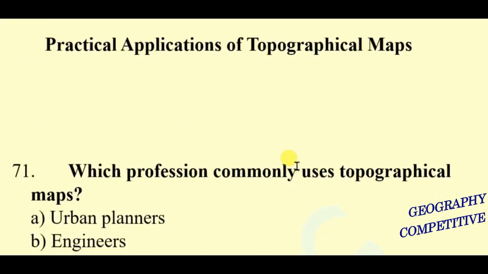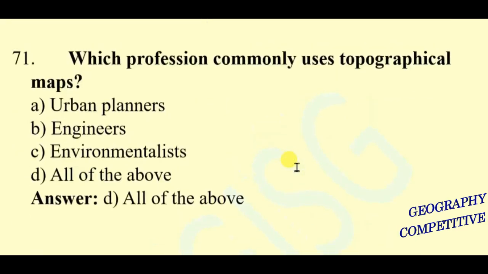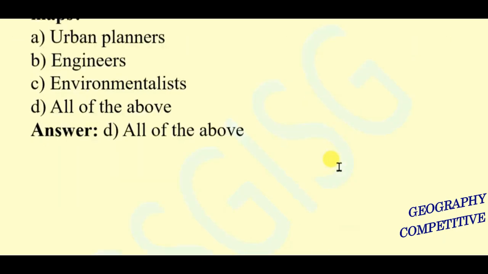Practical applications of topographical maps. Question 71. Which profession commonly uses topographical maps? Urban planners, engineers, environmentalists, all of the above. Here the right answer will be all of the above. Means every plan depends on the topography of any area, whether it is high slope, low slope, mountainous or plain area or plateau area. So it is very important for planning purposes.